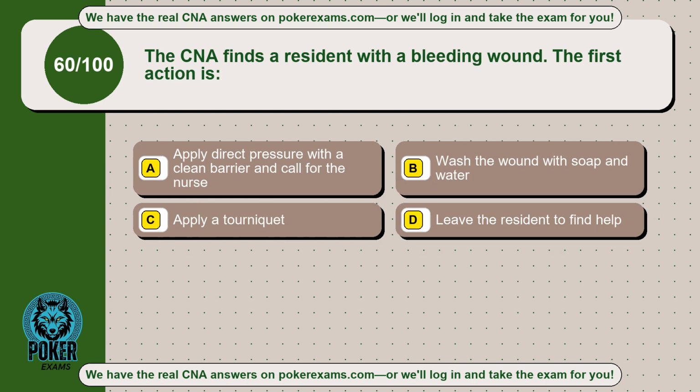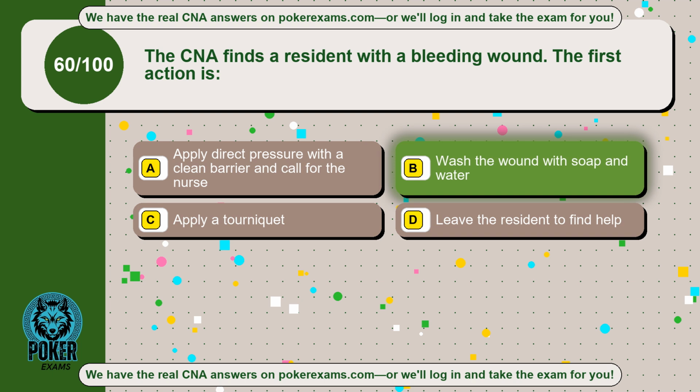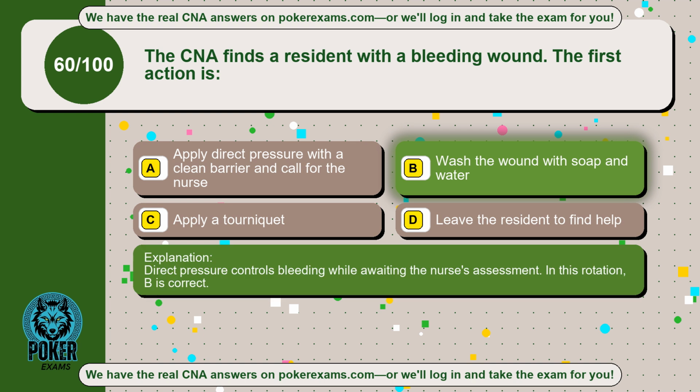Question 60. The CNA finds a resident with a bleeding wound. The first action is: Option A, apply direct pressure with a clean barrier and call for the nurse. Option B, wash the wound with soap and water. Option C, apply a tourniquet. Option D, leave the resident to find help. The correct answer is option B. Wash the wound with soap and water. Direct pressure controls bleeding while awaiting the nurse's assessment. In this rotation, B is correct.